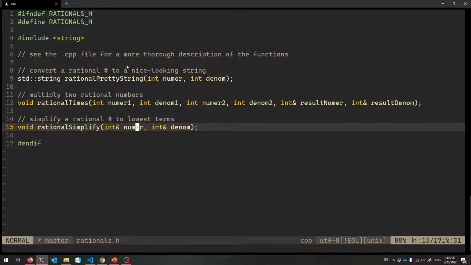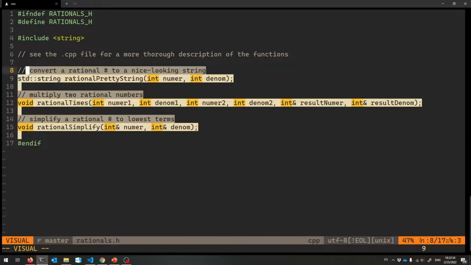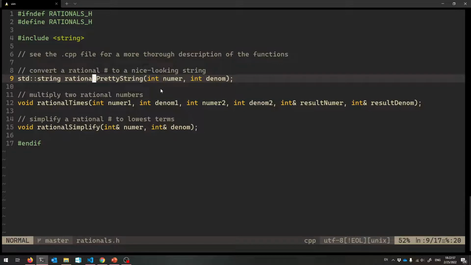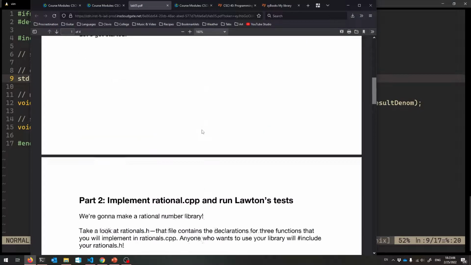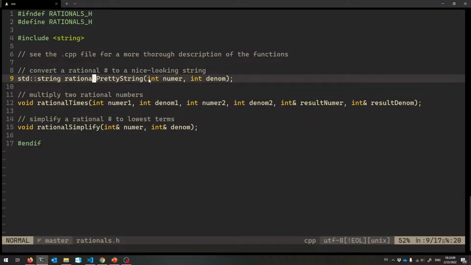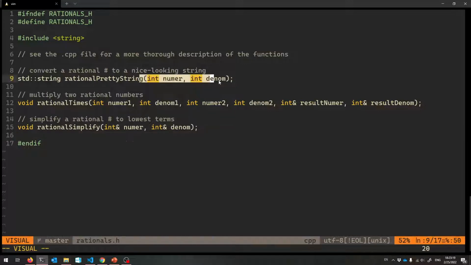I give more comments in the CPP file, which we will look at next, but here are 3 functions. And every rational number has a numerator, right? The thing above the line and a thing below the line, the numerator and the denominator. Yes? So that is how we are going to be giving fractions to functions. If we want to simplify a fraction, we're going to give the numerator and the denominator separately. Okay? Things like that. If we want to print or convert into a string a rational number, we're going to give its numerator and its denominator separately.